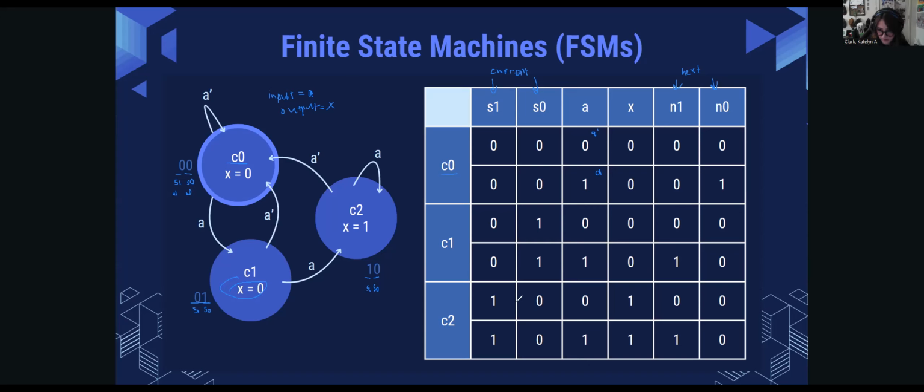Then, when we're at state 1, 0, if A is off, I'm at C2, so my output is going to be 1 because C2 has an output of 1. But I know that my next state, I will be going back to 0, 0. If I am at 1, 0, C2, and A is 1, I know I'm staying here. My output is 1 because I'm at the state where output is 1, and I'll be staying at 1, 0.